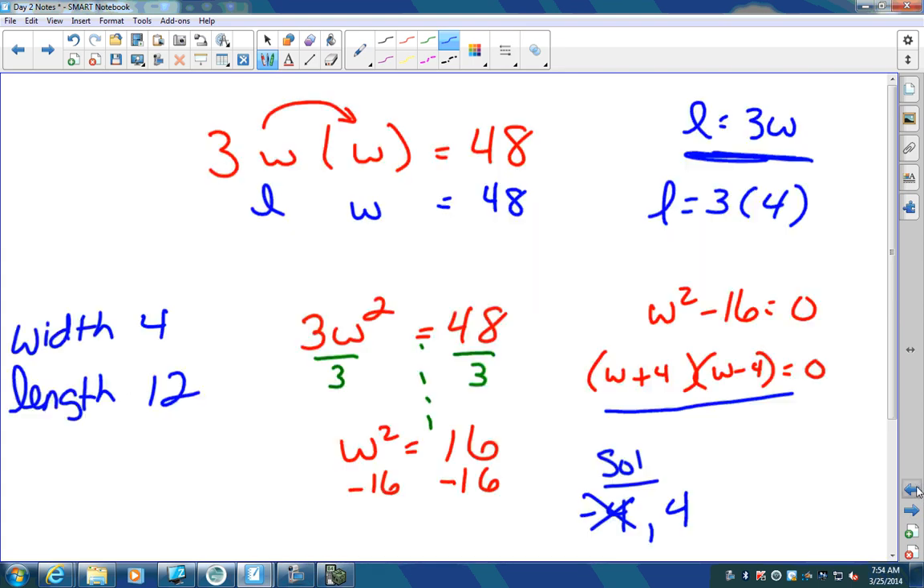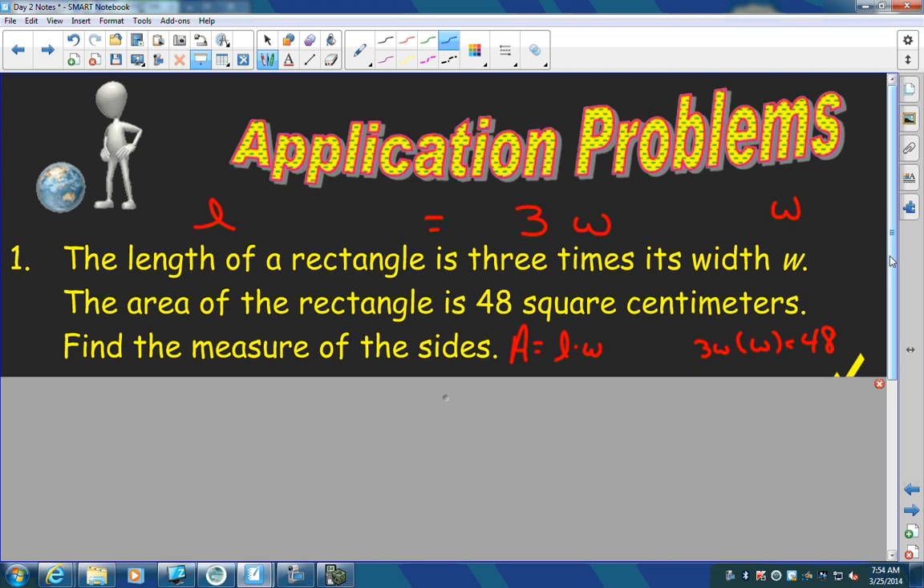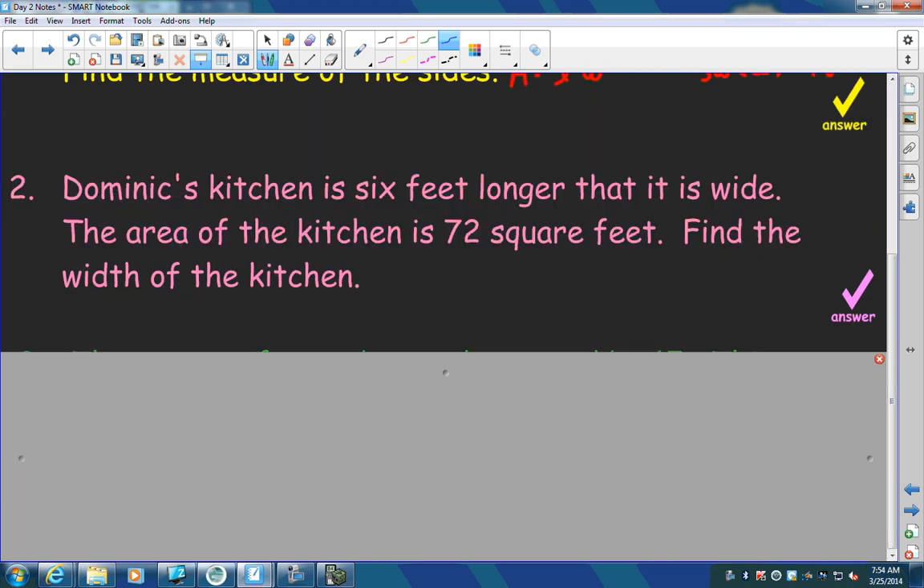Okay, let's look at where to go. Going backwards. Let's pull this down here. The next one. This one says Dominic's kitchen is 6 feet longer than it is wide. The area of the kitchen is 72 square feet. All right. So this is the length. The length of the kitchen is 6 feet longer. Be careful. That means plus how wide it is.